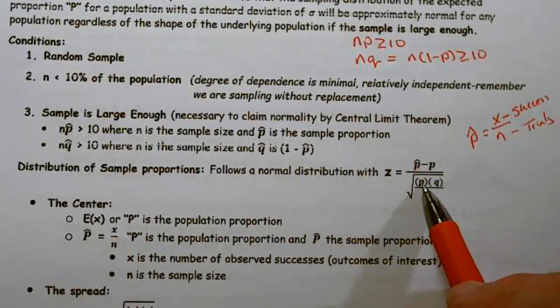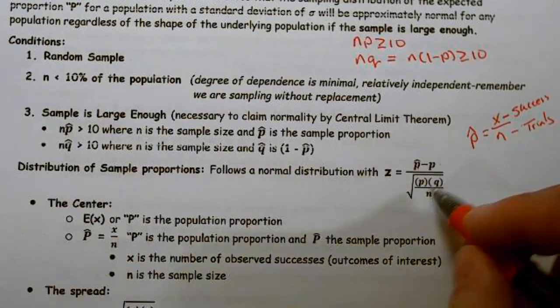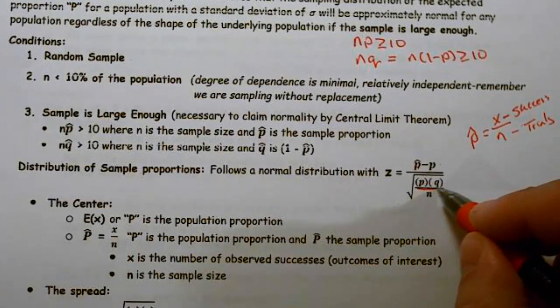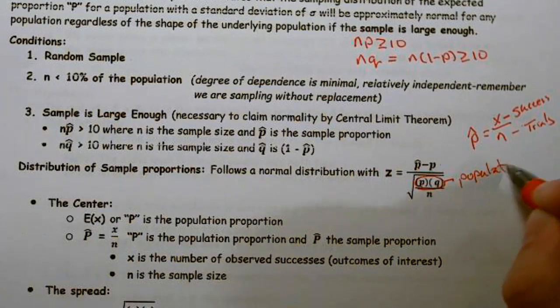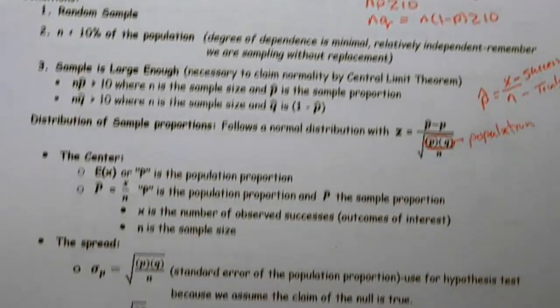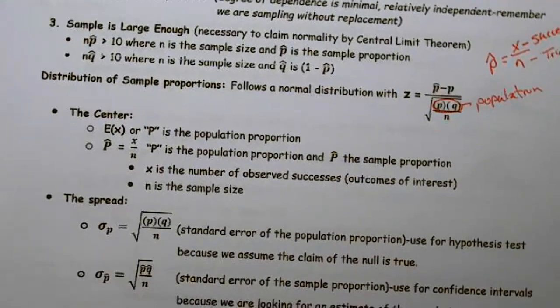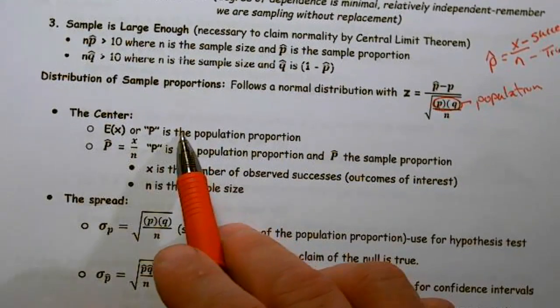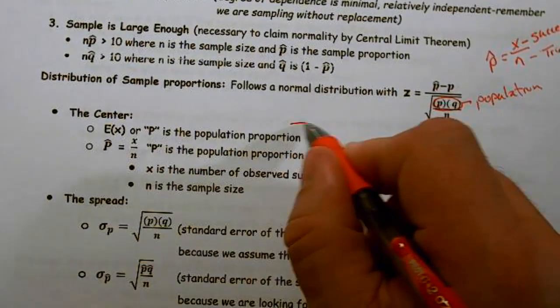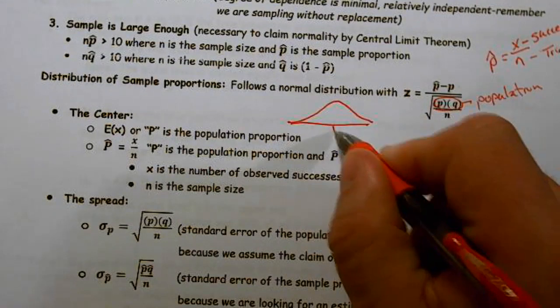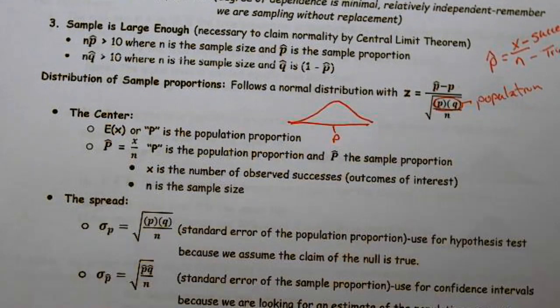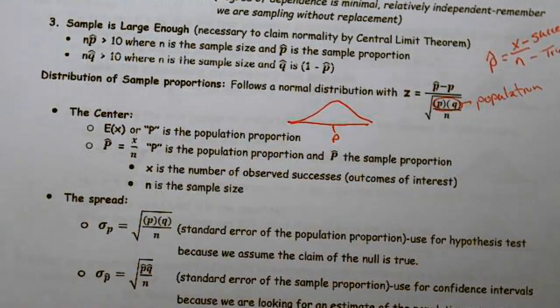And here we have P and Q and N. And this is really important to note that we're using P and Q here. So this is the population. This is not the sample. Real important to make that notation because it's going to differ depending on what we're doing. All right. So the center of our graph, if it's large enough, will be P. All right. That will be the center.